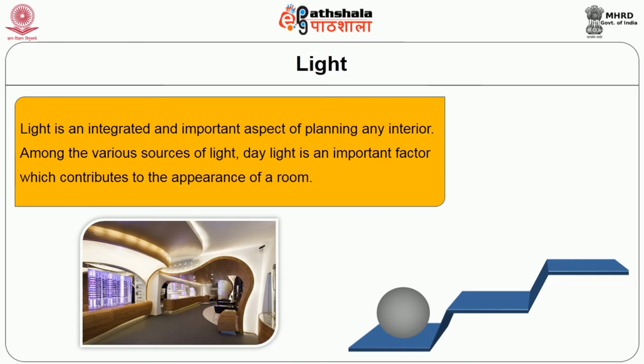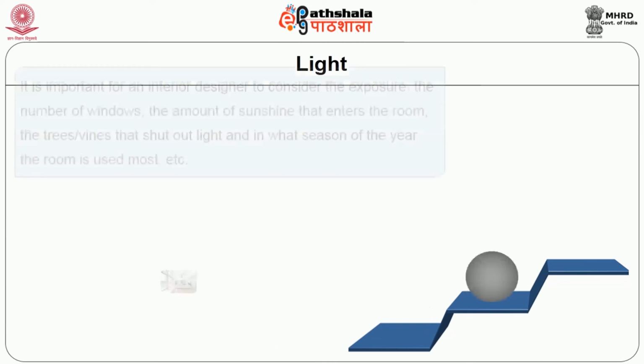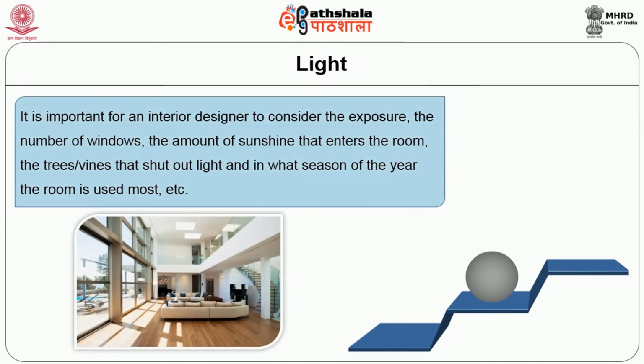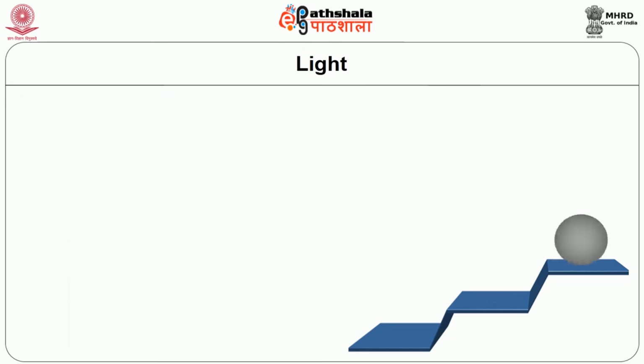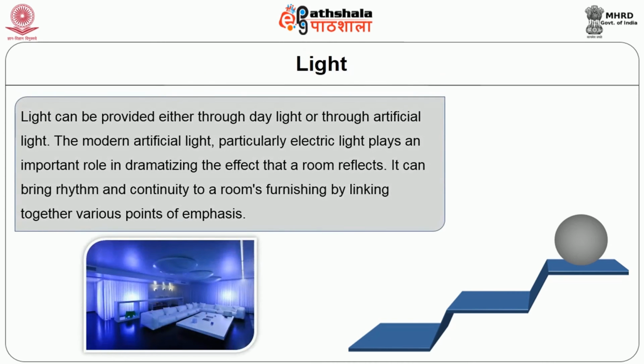Among the various sources of light, daylight is an important factor which contributes to the appearance of a room. So it is important for an interior designer to consider the exposure, the number of windows, the amount of sunshine that enters the room, the trees and the vines that shut out the light, and in what season of the year the room is used, etc. So light can be provided either through daylight or through artificial light.